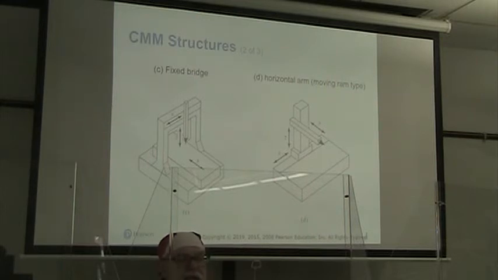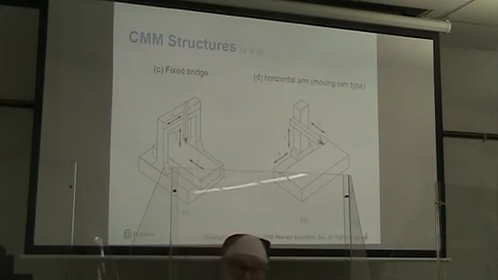Here we see a fixed bridge coordinate measuring machine type structure. In this case, the probe head can move in the Y direction and in the Z direction, but we actually have a table that moves our objects in the X direction. And then we have a horizontal arm, also called a moving ram type, where we have the structure moving in the X direction. The probe arm moves in the Z direction and the Y direction.